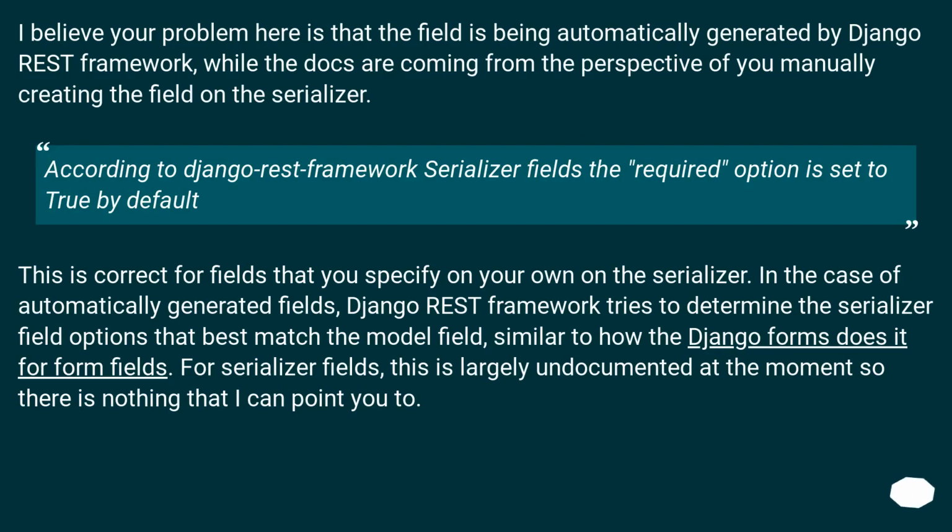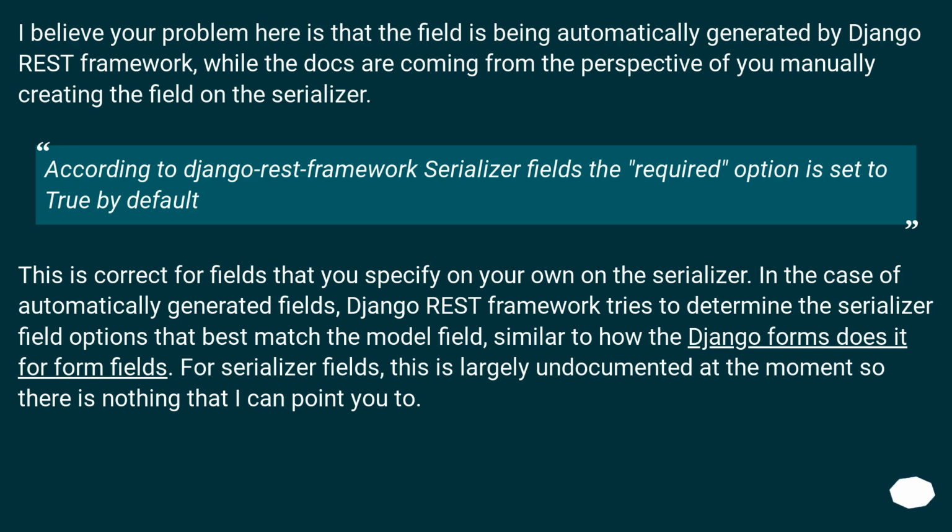I believe your problem here is that the field is being automatically generated by Django REST Framework, while the docs are coming from the perspective of you manually creating the field on the serializer. According to Django REST Framework serializer fields, the required option is set to true by default. This is correct for fields that you specify on your own on the serializer.